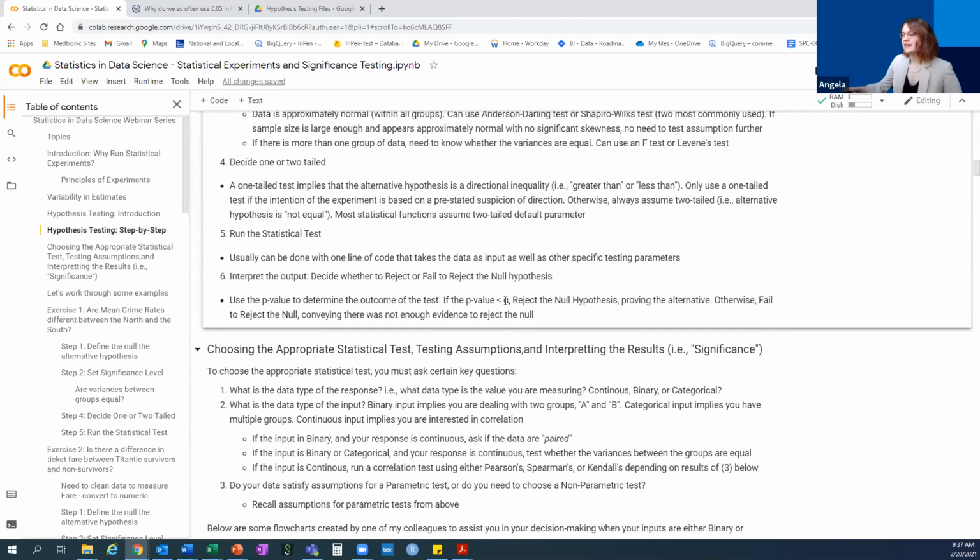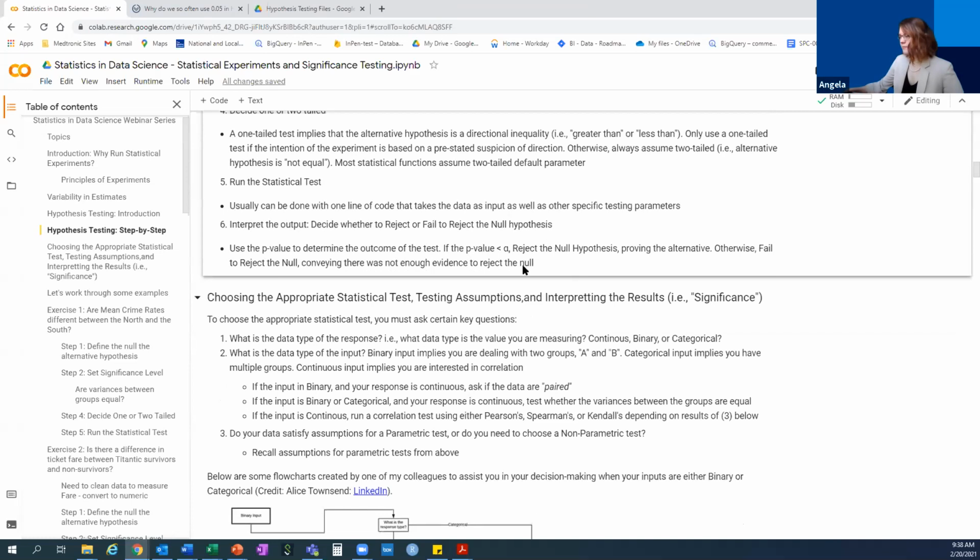If the p-value is less than alpha, or your significance level, you will reject the null hypothesis, proving the alternative. Otherwise, you will fail to reject the null hypothesis, which technically just conveys that there was not enough evidence to reject the null. You can never really, maybe never is too strong of a word, but typically you don't prove the null hypothesis. You just either reject it or you fail to reject it. So that's the terminology for the interpretation of the hypothesis test.